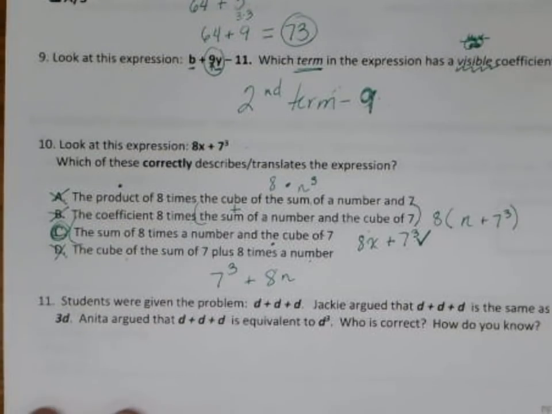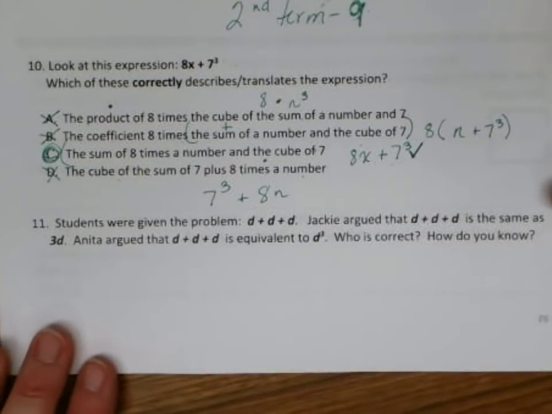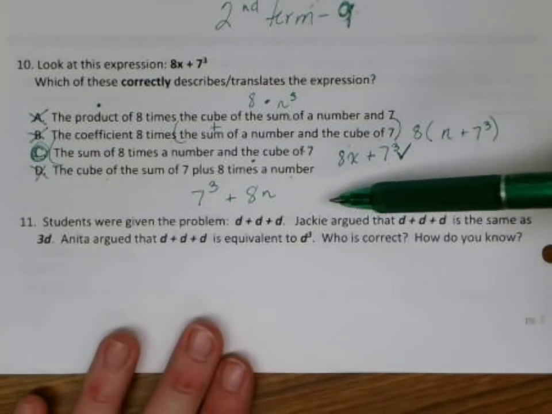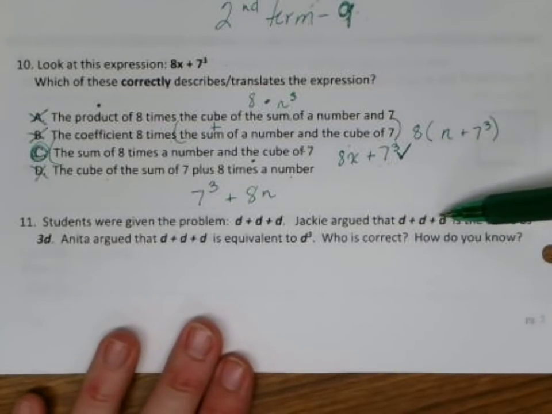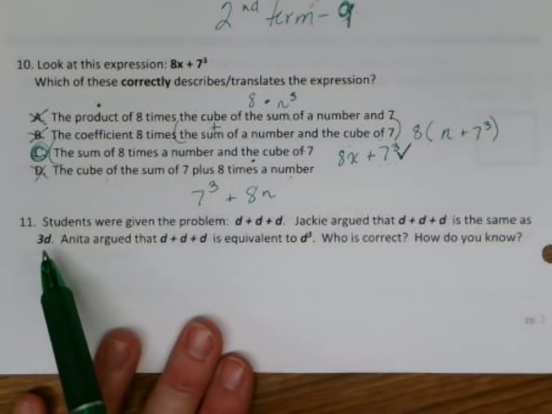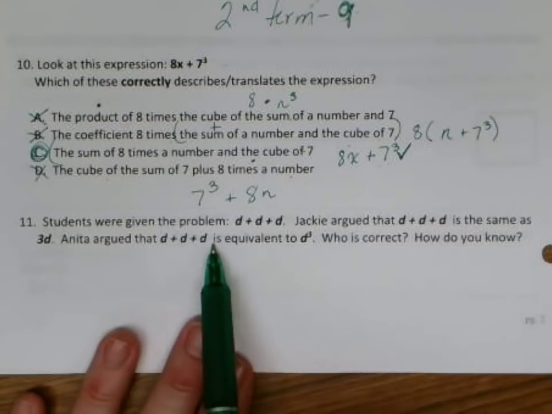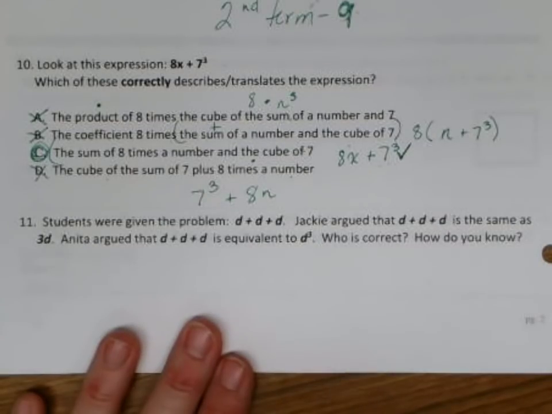All right, so let's take a look at number 11. Students were given this problem. We have D plus D plus D. Jackie argued that D plus D plus D is the same as 3D. Anita argued that D plus D plus D is equivalent to D cubed. Who is correct, and how do you know?